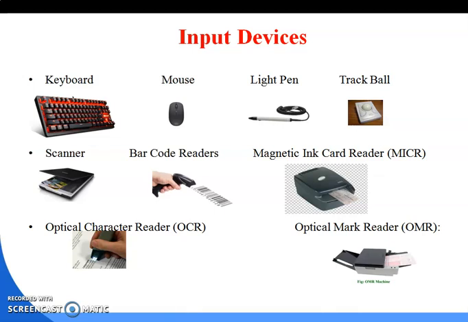In the mechanical mouse, but nowadays mechanical mice are not used, there is a ball in place of the light beam, right? And the ball is rotating. As the ball rotates, according to that the cursor moves from one point to another point. So that is known as the mouse.